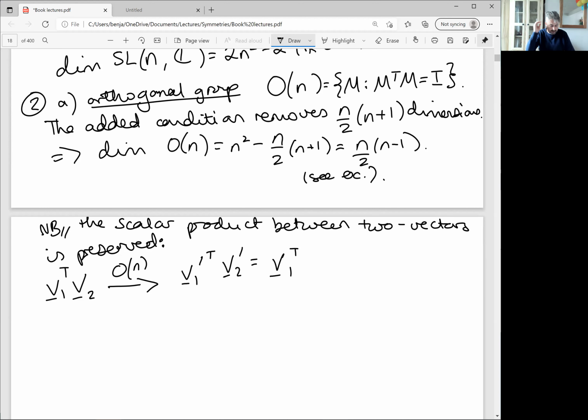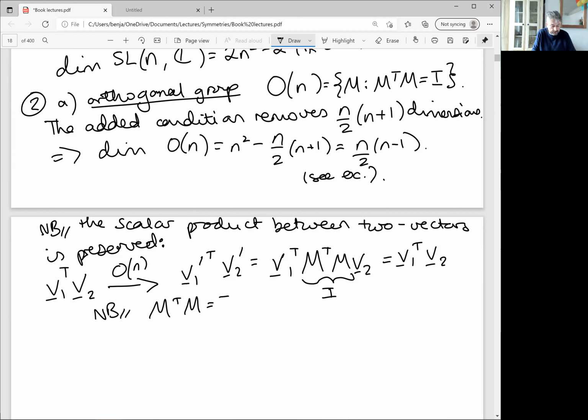And so v1 transposed times m transposed is v1 prime transposed, and v2 prime goes to m v2. So of course this combination in the middle is the identity matrix, and we just get v1 transpose v2. And so this scalar product is invariant between the two vectors. And we note that our condition, which is that m transposed m equals I, if we take determinants of this equation, we get that the determinant of m is plus or minus 1 already.